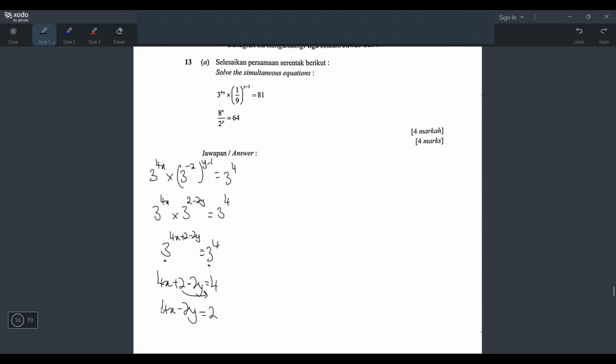But if you look carefully at this equation, you can actually simplify this, right? You can divide everything by 2. So let's do that. Divide by 2, divide by 2, divide by 2. So this is your equation 1, right? 2x minus y equals 1.